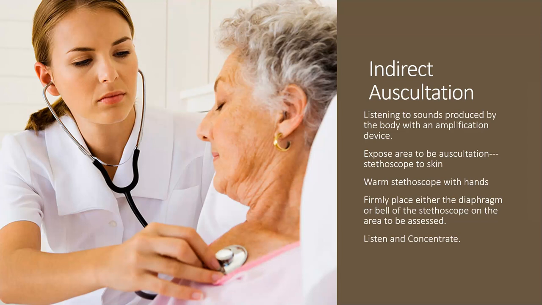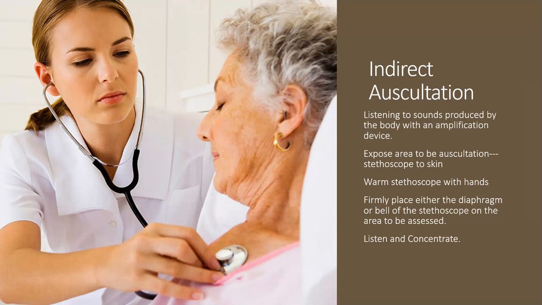Okay, and then indirect auscultation. So this is when we use a stethoscope. Okay, so we're listening to sounds produced by the body with an amplification device. So we're going to expose the area to be auscultated. And we always want to make sure we're putting the stethoscope to the skin in order to accurately auscultate. We can warm the stethoscope with our hands, so just kind of rubbing the end of the stethoscope on your hand just to warm it up so it's not too cold on the patient.